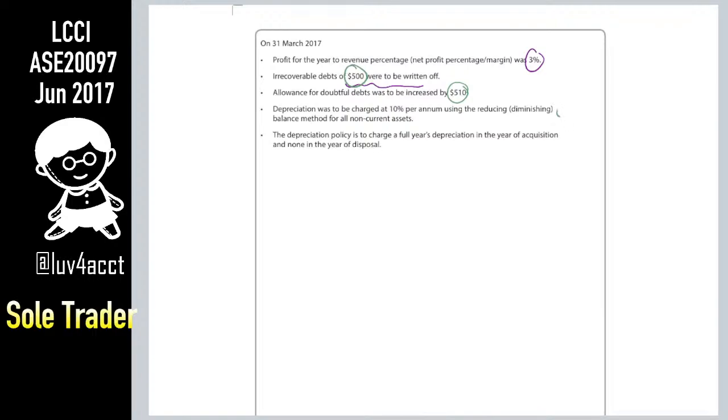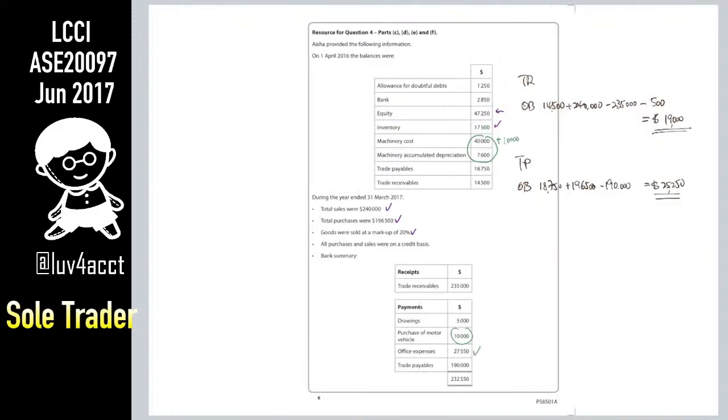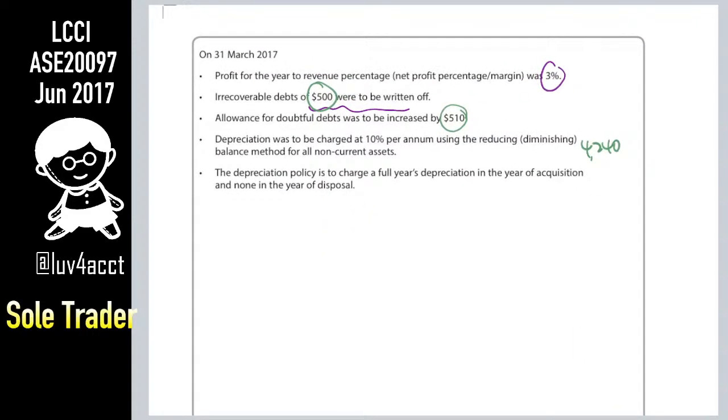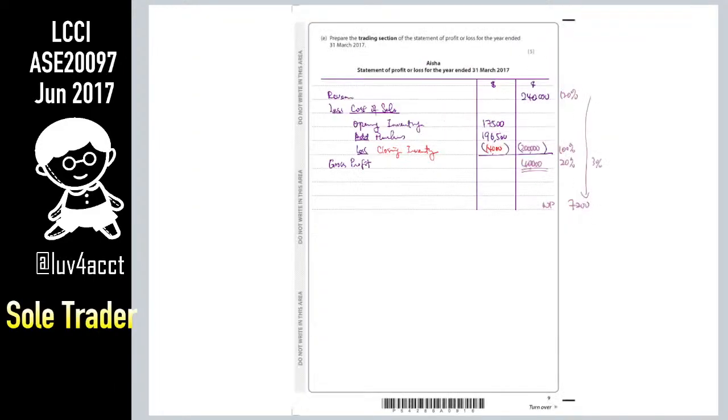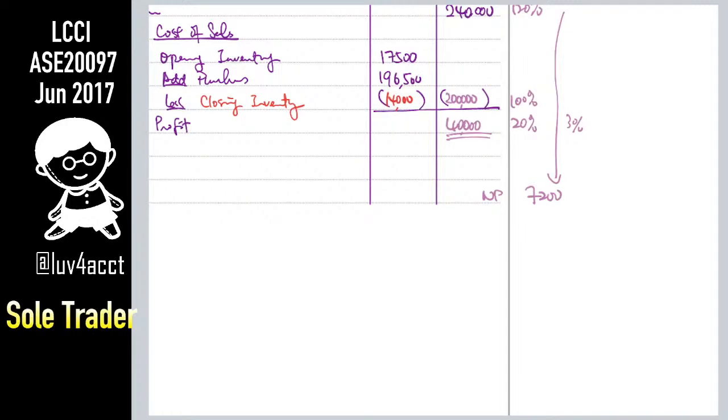Okay, that will give you 4240 for depreciation. So let us mark down these few figures. Office expense 27550. Okay, and then irrecoverable debt 500. Okay, 510 for increase in allowance for doubtful debt, 4240 for depreciation. We have 4 expenses.